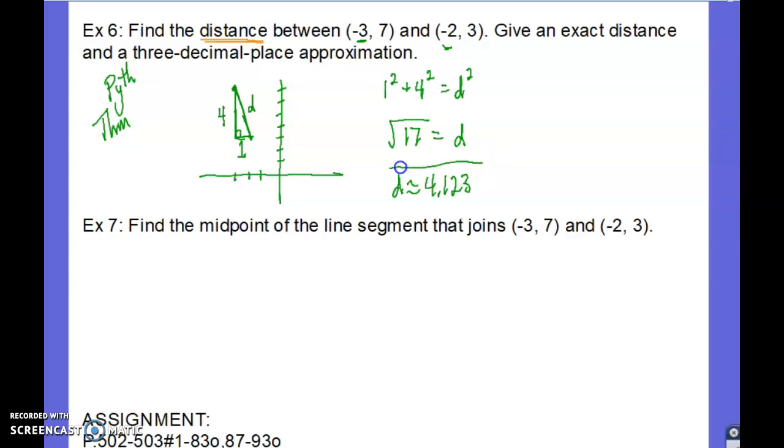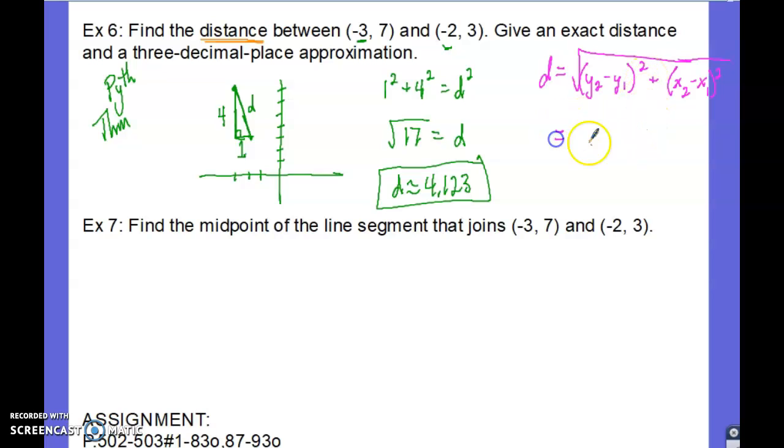If anybody is curious about how to do this with the distance formula, let me give you the distance formula. It's the square root of y2 minus y1 squared plus x2 minus x1 squared. And it doesn't matter which one's x2 or x1, which one's the first coordinate, which one's the second coordinate, because when you square a positive or negative, you get a positive answer. So if you're doing the problem this way, let me just show you how you would type it in. The square root, I'll just do the 7 first.